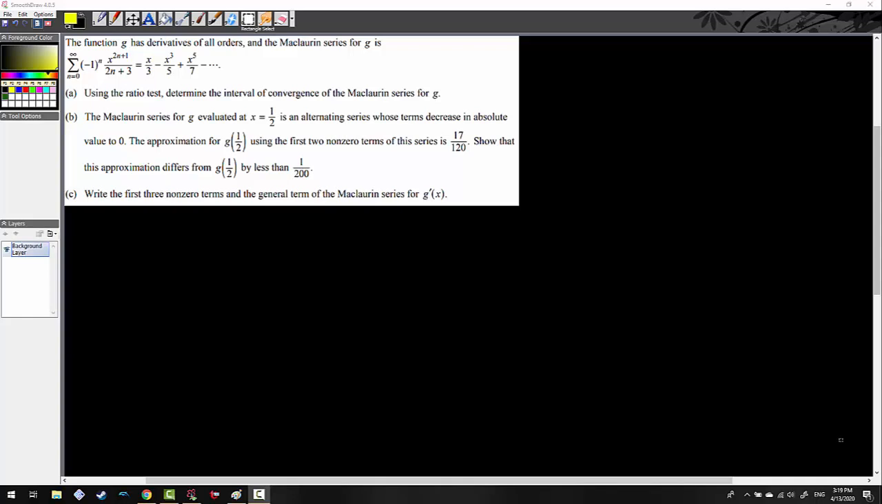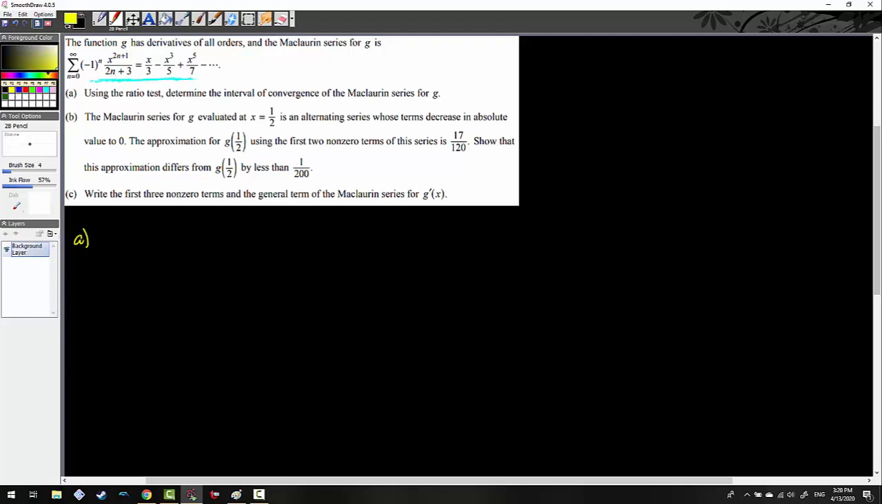It says, part A begins with, using the ratio test, determine the interval of convergence for the Maclaurin series of g. So let's talk about the interval of convergence. Remember, interval of convergence is the interval under which our summation, which is this expression right here, is most aligned with the function that we were meant to represent.